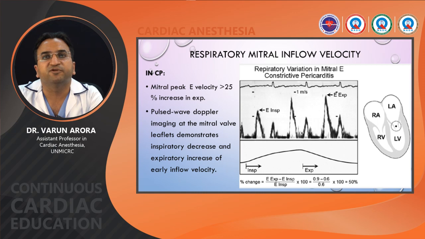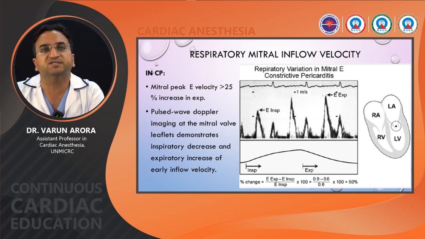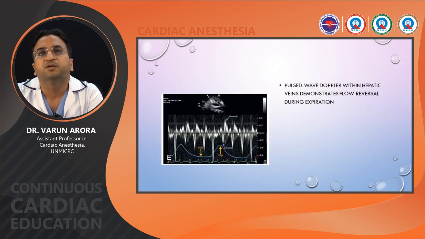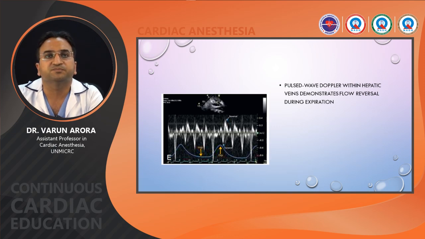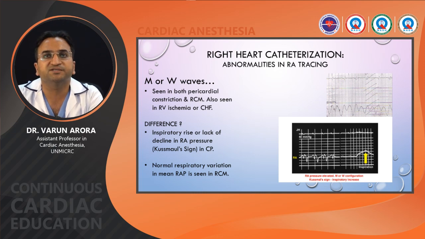Coming to the respiratory mitral inflow velocity, in constrictive pericarditis, mitral peak E velocity shows more than 25% increase in expiration. Pulse wave Doppler imaging at the mitral valve leaflet shows inspiratory decrease and expiratory increase of early inflow velocity, that is the E wave, as you can see in these tracings also. Pulse wave Doppler within the hepatic vein shows flow reversal during expiration. On right heart catheterization, abnormalities in the right atrial tracing, M wave or W wave, can be seen in both pericardial constriction and restrictive cardiomyopathy, although this also can be seen in right ventricular ischemia or congestive heart failure.